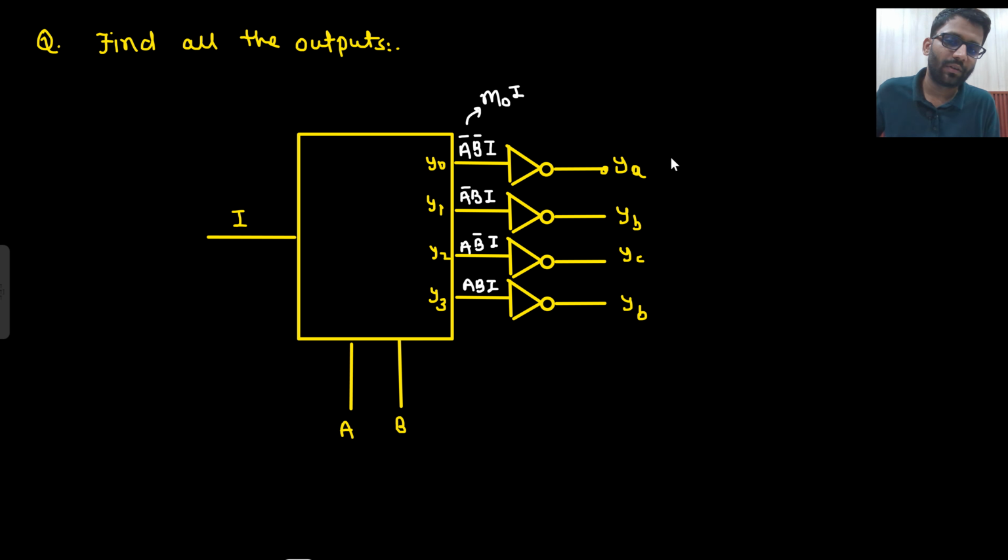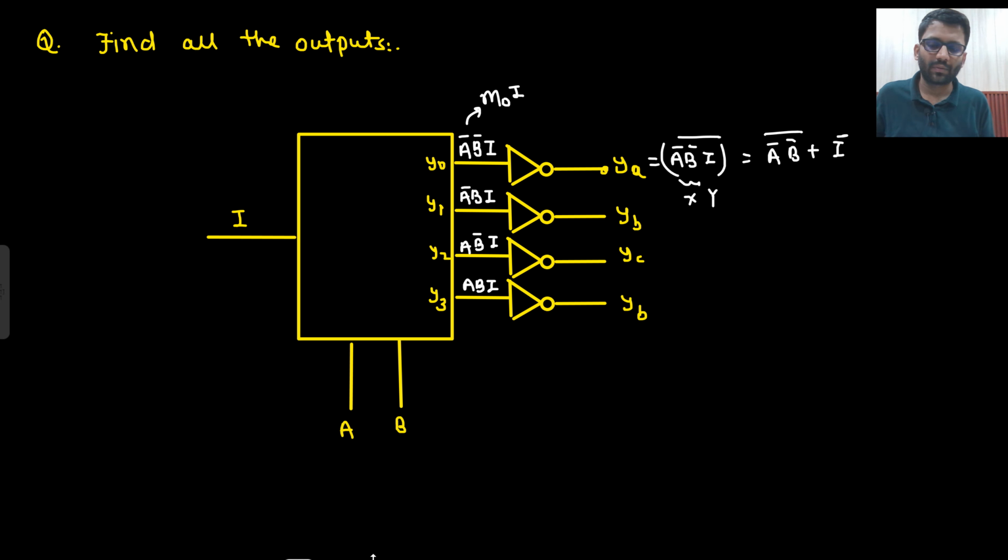So if I take the bar of A bar, B bar into I bar, can I write it as X into Y bar, where this is my X and this is my Y? That can be written as X bar plus Y bar. So this can be written as (A bar B bar) bar plus I bar. Say yes or no? Are you getting this point?